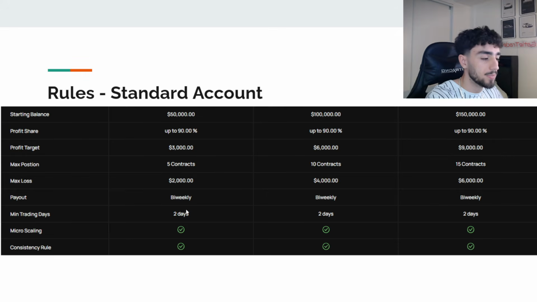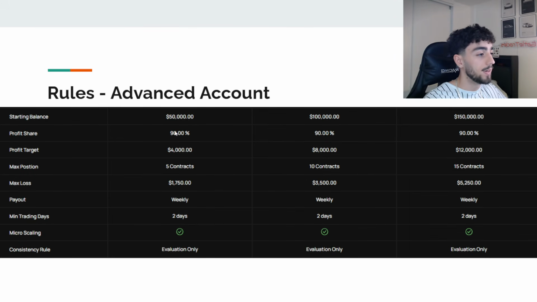So similar to Top Step's 50K eval, you can only pass in 2 days. So if you really wanted to, technically you could trade Asia and then New York, for example, and that would technically count as 2 days, or morning session and then New York, and that would be 2 days. However, you guys get the idea, right? It's 2 days. Consistency rule is 50%, so you have to at least do it in exactly 50%. Pretty self-explanatory, pretty standard rules for the standard account.